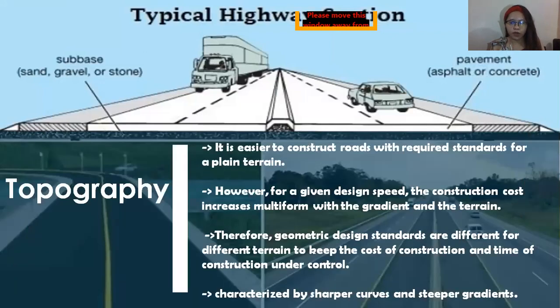So the next one, topography. The next important factor that affects the geometric design is the topography. It is easier to construct roads with required standards for a plain terrain. However, for a given design speed, the construction cost increases manifold with the gradient and the terrain. Therefore, geometric design standards are different for different terrain to keep the cost of construction and time of construction under control. And it is characterized by sharper curves and steeper gradients.